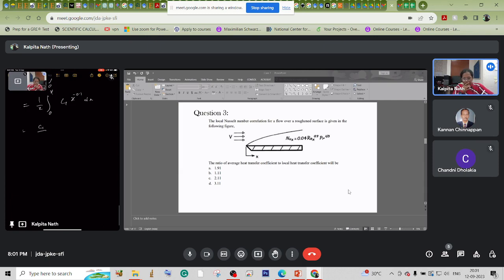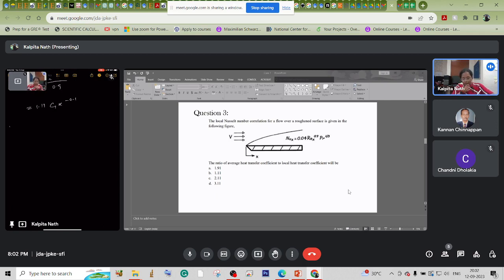So this is c1 upon x, x to the power minus 0.1 plus 1, that is x to the power 0.9 upon 0.9, from 0 to x. This is c1 x to the power minus 0.1 upon 0.9. So this is 1.11 c1 x to the power minus 0.1.